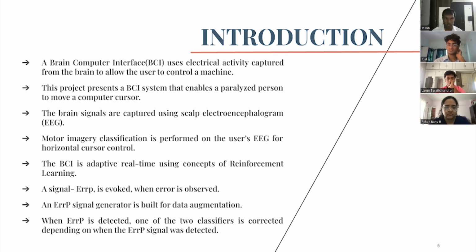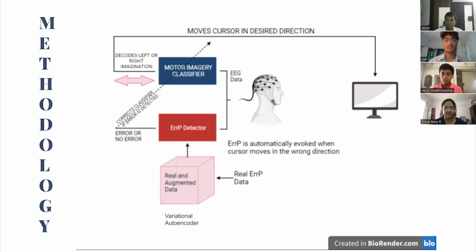Next, we have our methodology. So the BCI uses two classifiers, that is the motor imagery classifier, which decodes left or right hand imagination, that is whether the user wants to move the cursor to the left or to the right. Whereas our ERRP classifier detects if there is ERRP data present in our EEG signals. So ERRP, or error-related potential, is a potential that is automatically evoked in the user's brain when the cursor moves in the wrong direction, or when the user sees that the cursor is moving in the wrong direction.